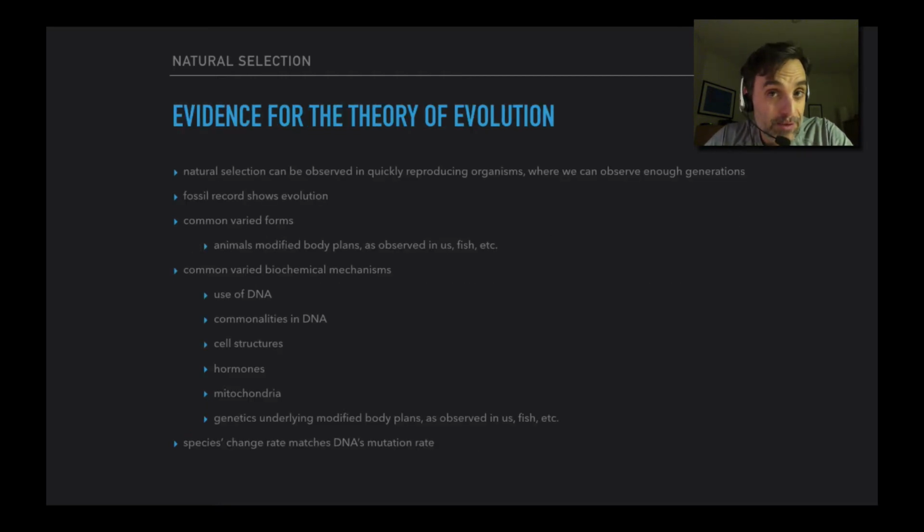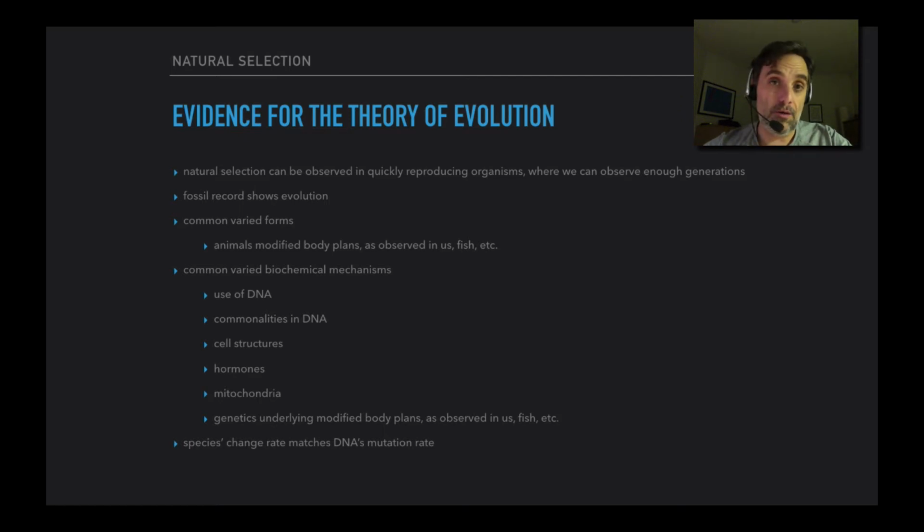So why should we believe the theory of evolution? Well, there's actually a lot of evidence for it. First of all, in particular, natural selection. We can see natural selection at work in organisms that reproduce very quickly. So, bacteria, for example, you can see them evolve in the lab. The fossil record shows evolution. The fossil record doesn't show natural selection, but it does show change over time, right? The fossils you find in different layers are different.